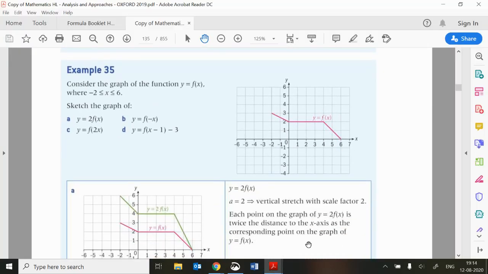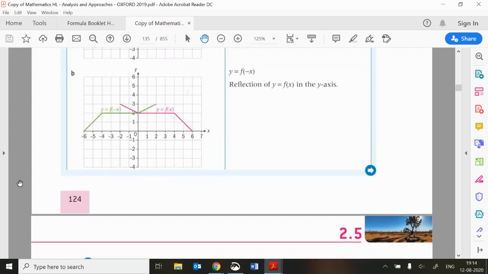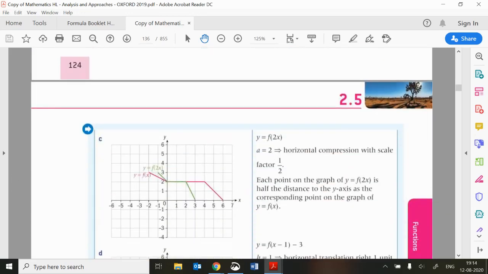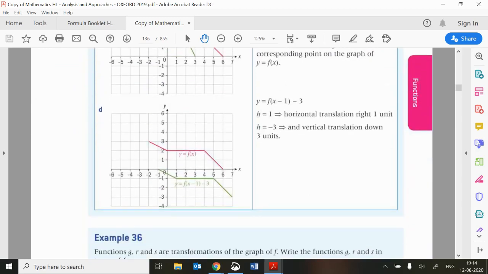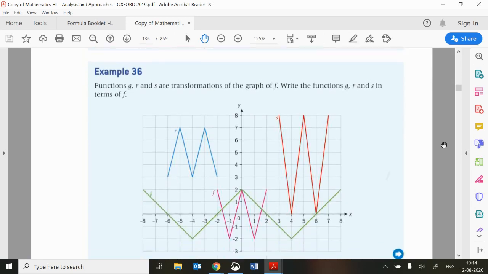Okay, so let's look at those. There's A, there's B, there's C, and there's D. Right, fantastic. Okay, well, we're actually going pretty quickly through these ones now.